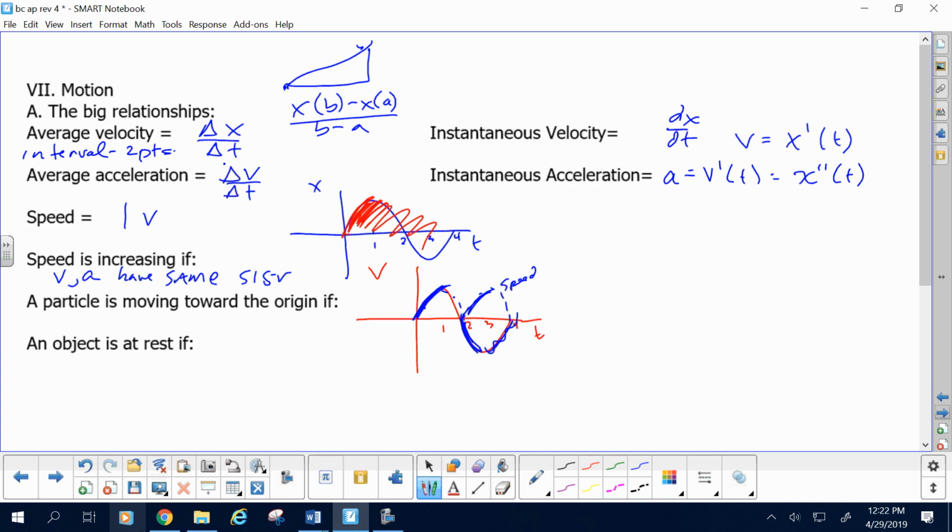A particle is moving toward the origin. This is practically never there for 15 years, and it's been on 2 of the last 4. When is it moving toward the origin? If velocity is positive, what do you need to take into account? Position and movement, right? Because if it's in a negative position and the velocity is positive, is it moving towards the origin? Yes. So that would be a case of position negative and velocity positive. It's moving toward the origin. What's another case where it would be moving toward the origin?